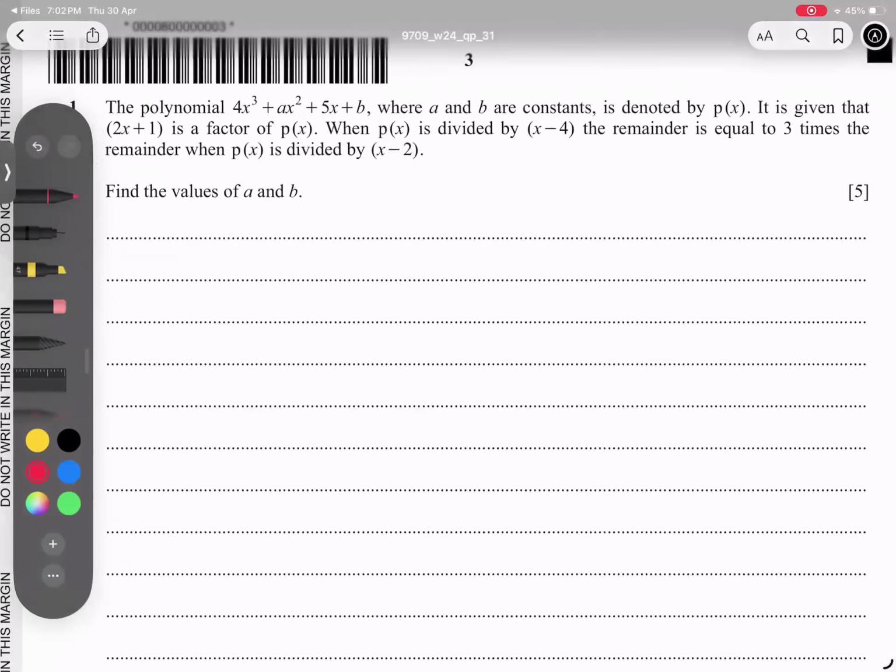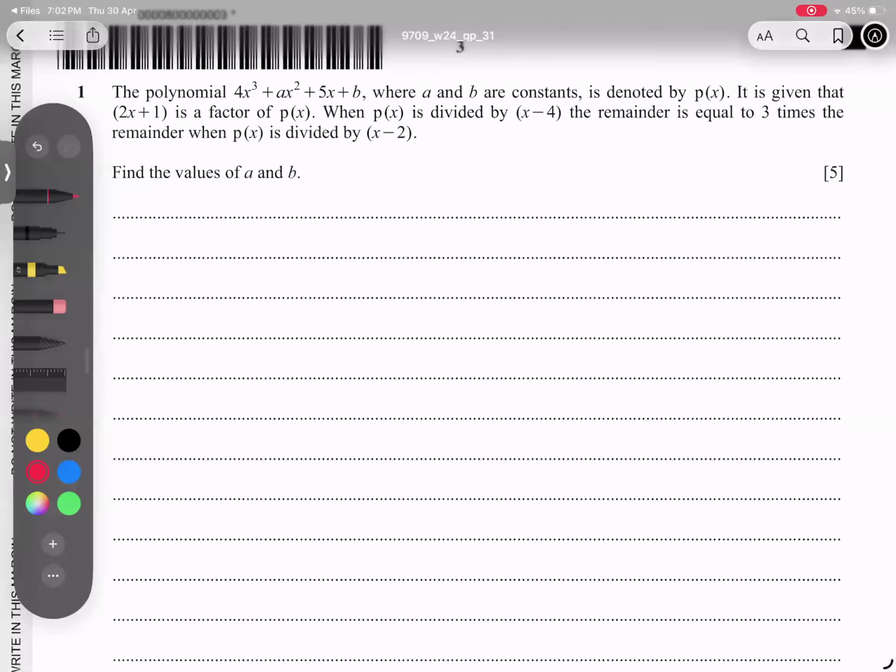Question number 1, polynomial, this is given, and a, b are constants, and p of x is denoted by. It is given that 2x plus 1 is a factor of p of x, and when p of x is divided by x minus 4, the remainder is 3 times the remainder when divided by this. So first of all, we'll write p of x.